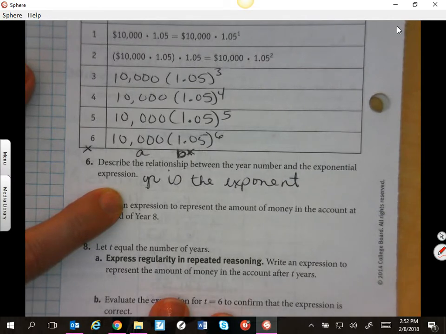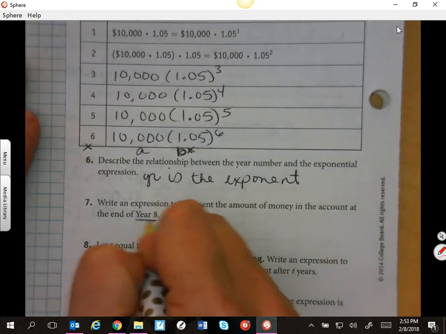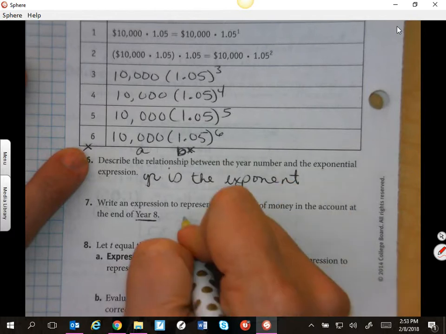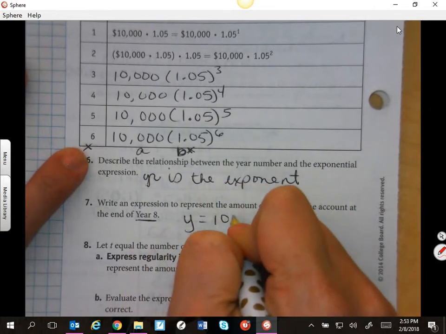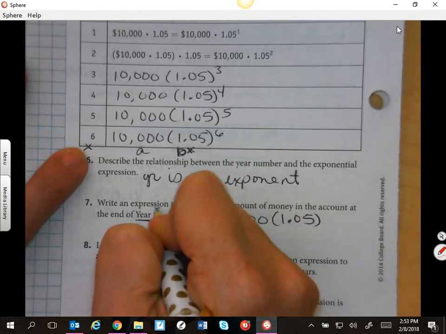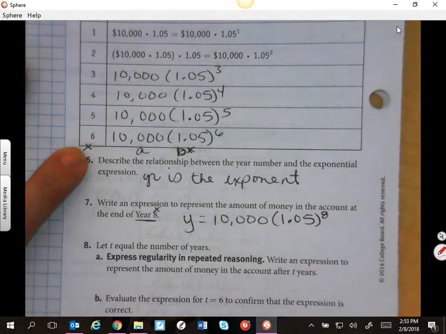Write an expression to represent the amount of money in the account at the end of year 8. So now, we said year is x. So in our equation, y equals 10,000 times 1.05. This is my x, so instead of x, we're going to put an 8 here.